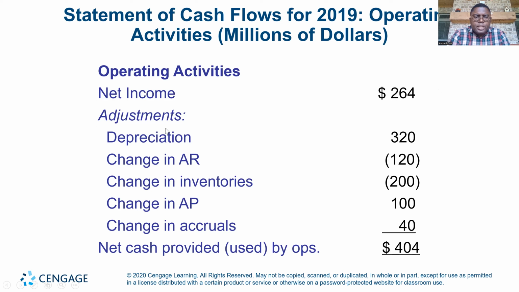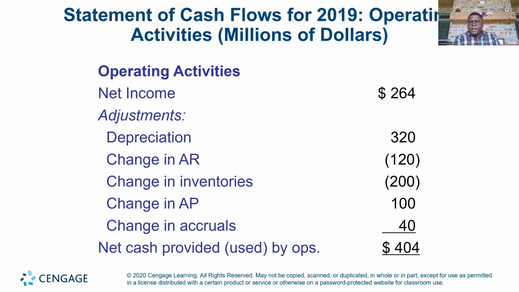And then we make certain adjustments on the net income. These are adjustments that are driven by changes in working capital. That includes depreciation. We take out depreciation, then we make adjustments driven by changes in working capital, which includes changes in accounts receivable, changes in inventories, changes in accounts payable, and changes in accruals. So we can go to the statement behind and we'll be able to see these changes.